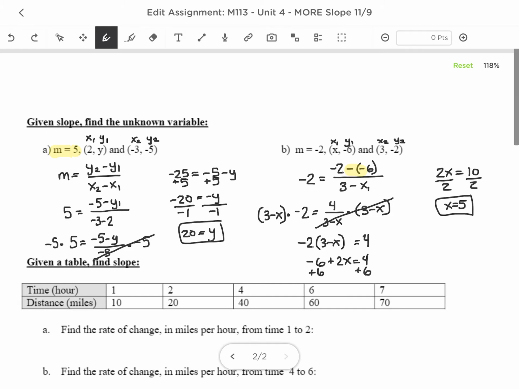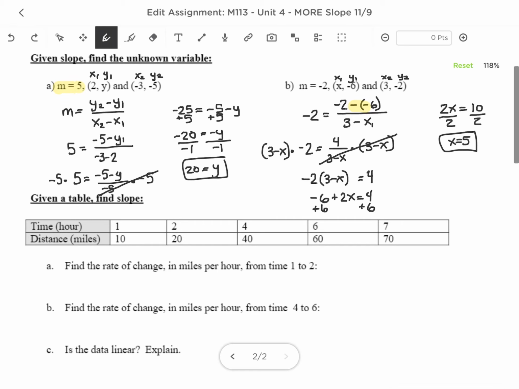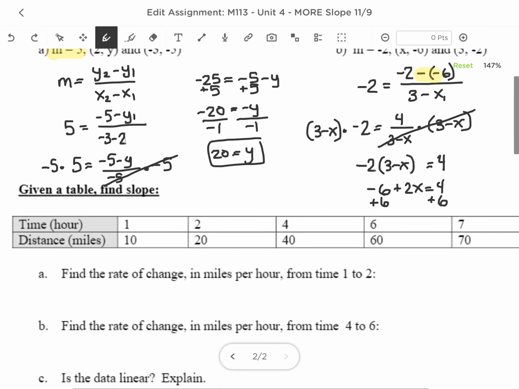Good. So let's talk about a real world scenario then. So a real world scenario to find the rate of change in miles per hour from time 1 to time 2. So here it seems like somebody may be driving and how many hours they're driving or even riding their bike and how many miles they've gone. So we want to find the rate of change in miles per hour. It says from hour 1 to hour 2.